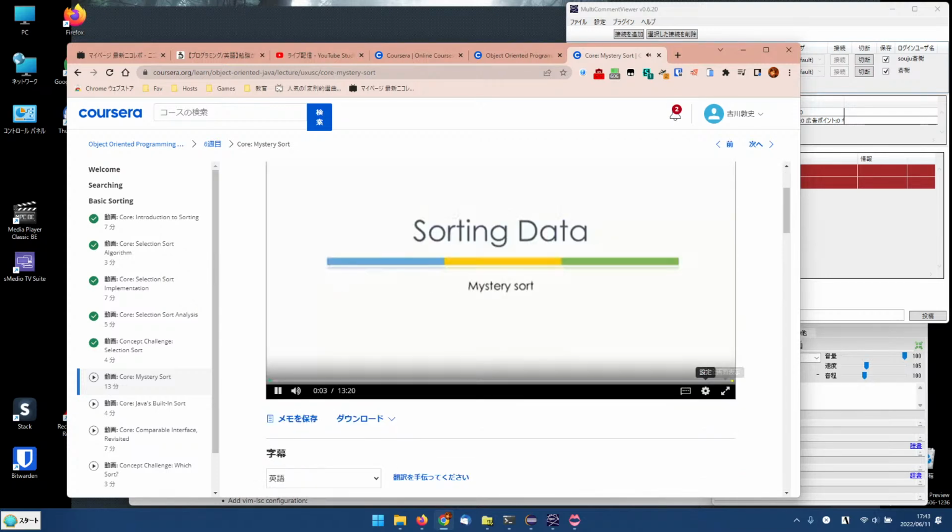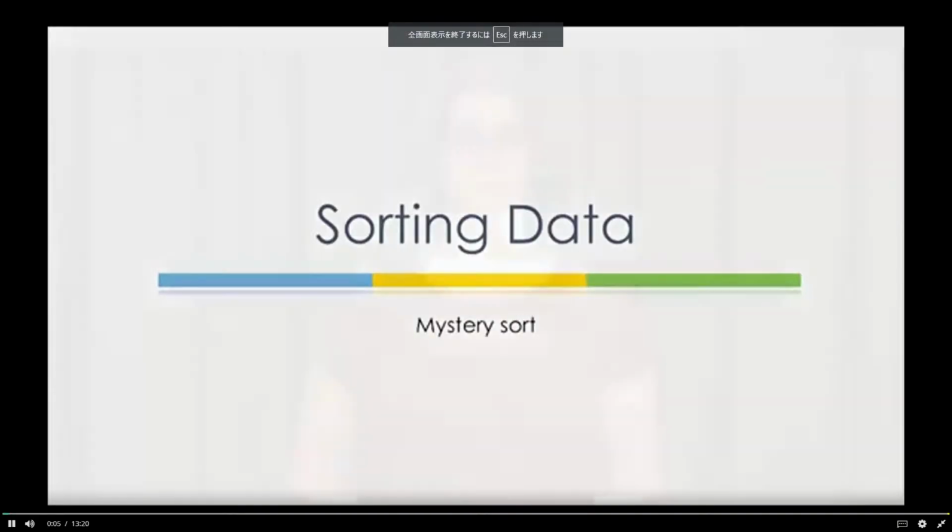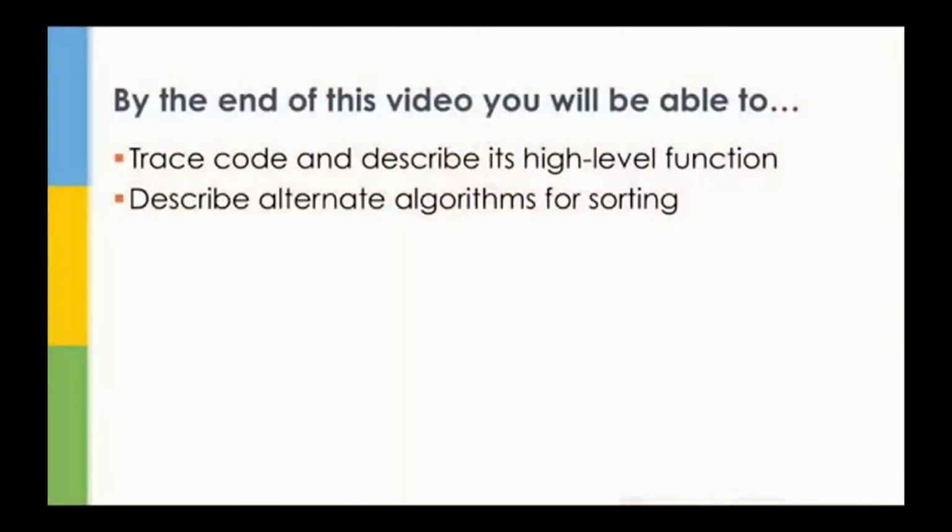So in the previous video, we talked about selection sort, which was one algorithm for sorting data. By the end of this video, you'll have seen another algorithm for sorting data, and we're going to play a little game. Instead of talking about the algorithm at the high level, what we're going to do is present some code that I promise you will sort the data, but what I'd like to do is work with you to figure out how to describe that code in high-level terms.